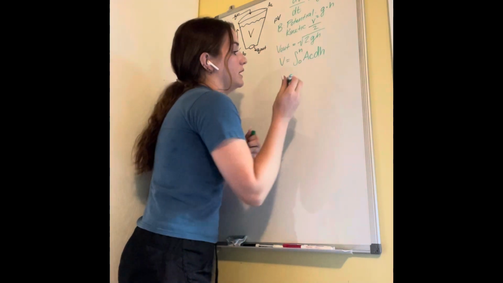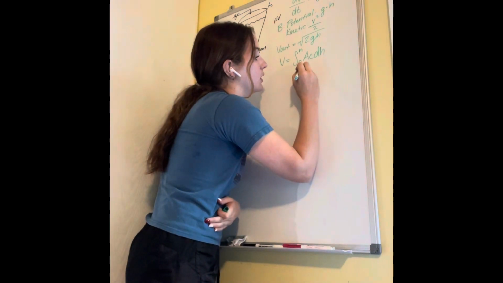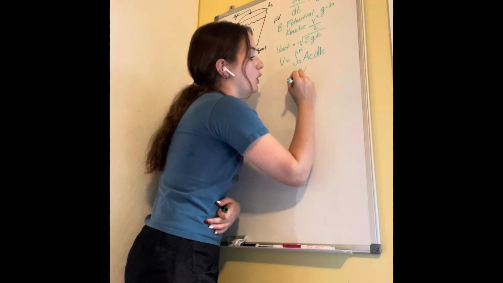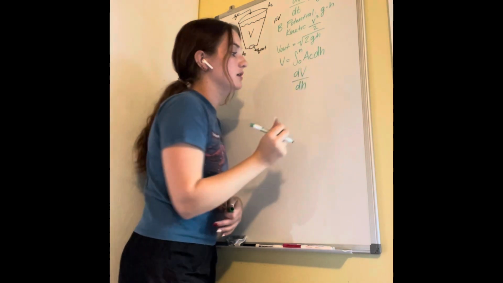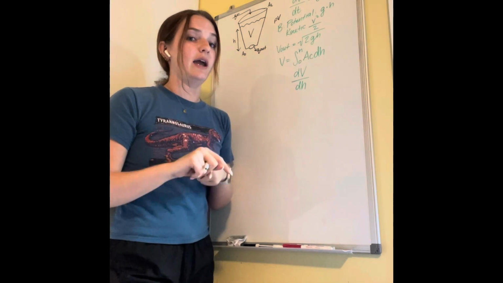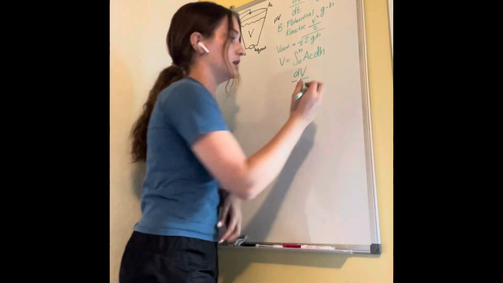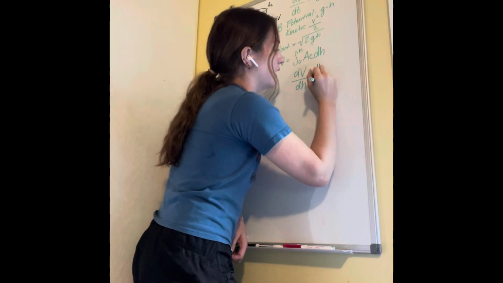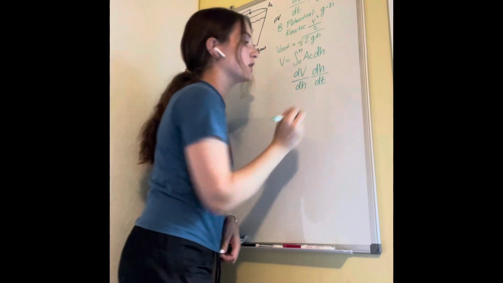So now, what is the derivative of volume compared to the change in height? So we can write the derivative, the change in the volume over the change in the height. We're trying to compare these two. But actually, the height changes with time, so we need to compare that also. So we need to have the change in height divided by the change in time.